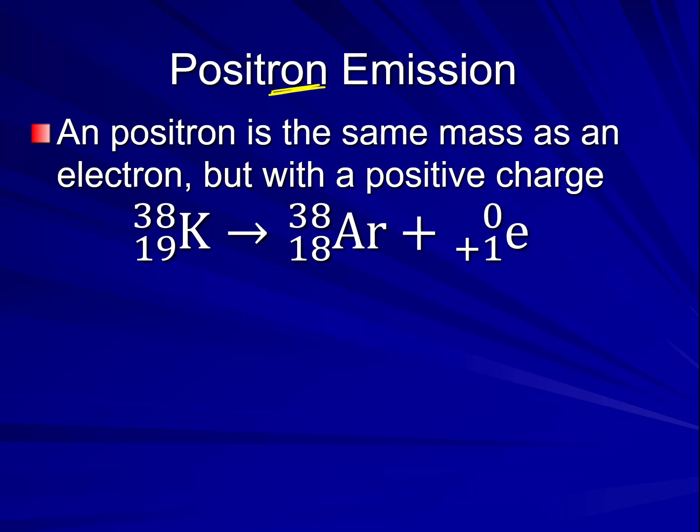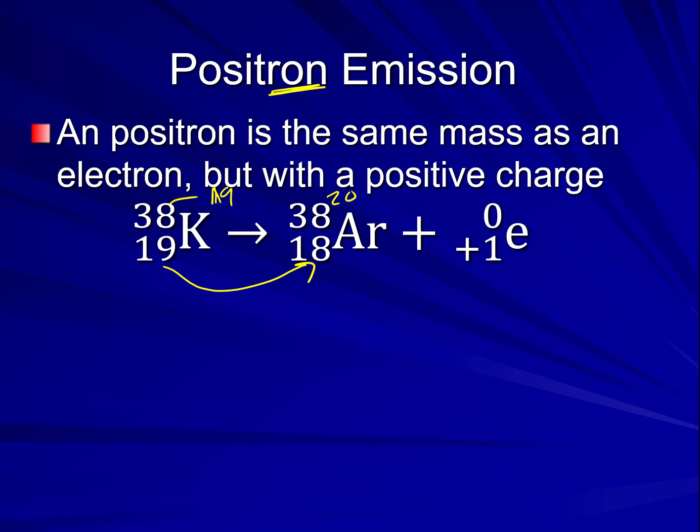Okay, so what happened here? Well, let's look at the pieces. I had 19 protons. I got 18 protons. All right, so I decreased the protons. What about the neutrons? Well, here I had 19 neutrons. Here I have 20 neutrons. So I lost a proton and gained a neutron and a positron, which means that proton turned into a neutron and a positron.